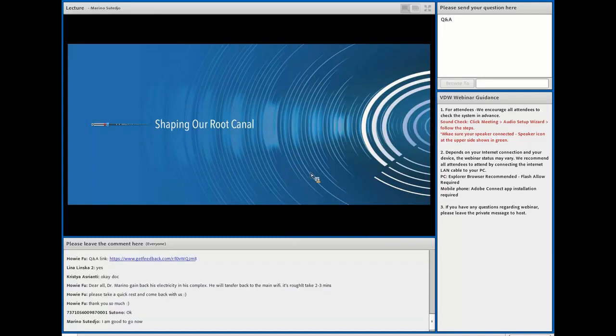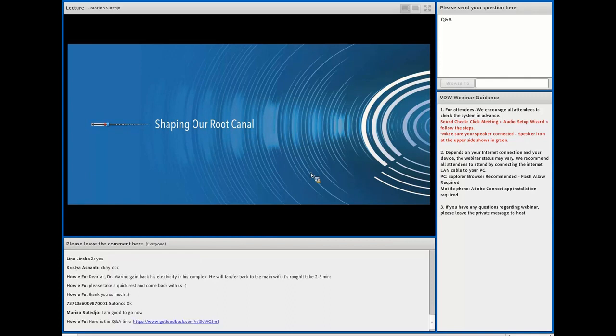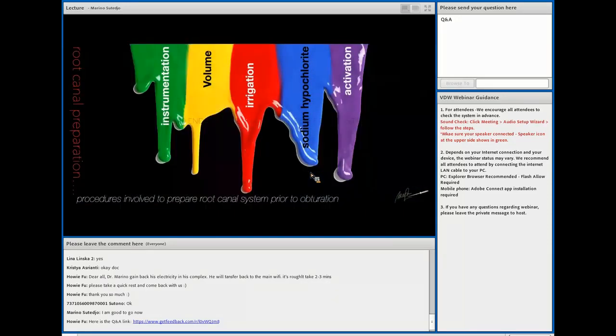So after creating our access cavity, of course, the second thing that we need to do is to shape our root canal systems. Because shaping as a part of our root canal preparation is always important. Root canal preparation is a procedure involving preparing our root canal systems to be obturated. And if we are talking about preparation, of course we talk about instrumentation.